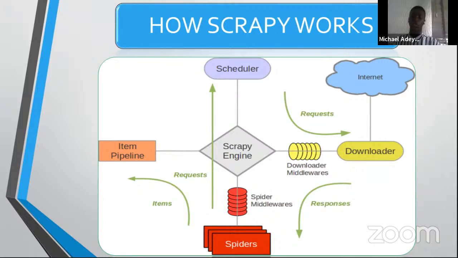Okay, so I said the scheduler now sends a request to the engine based on priority. Then the engine now sends a request to the downloader. So the function of the downloader is to download the information gotten from the engine, generate a response and send it back to the engine. Now, the engine receives the response from the downloader and then sends it to the spider for processing. So the spider processes this response and sends scraped items and new requests to the engine. Then the engine sends processed items to item pipelines, which then sends processed requests to the scheduler, asking for possibly the next request. So this process continues until there is no more request from the scheduler.